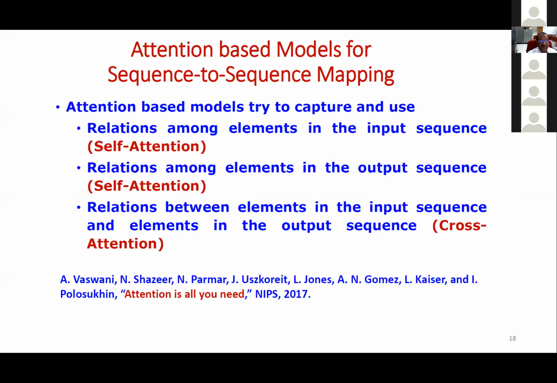which is now going to be referred to as self-attention, right? And similarly, relations among the elements within the output sequence will again be called self-attention. And when you want to capture the relation between the elements in the input sequence and the elements in the output sequence, right, then it will be referred to as cross-attention. So as we'll see later, we make use of both the self-attention as well as the cross-attention to perform this task of capturing relations of different types, and then make use of these relations in performing this sequence-to-sequence mapping task.